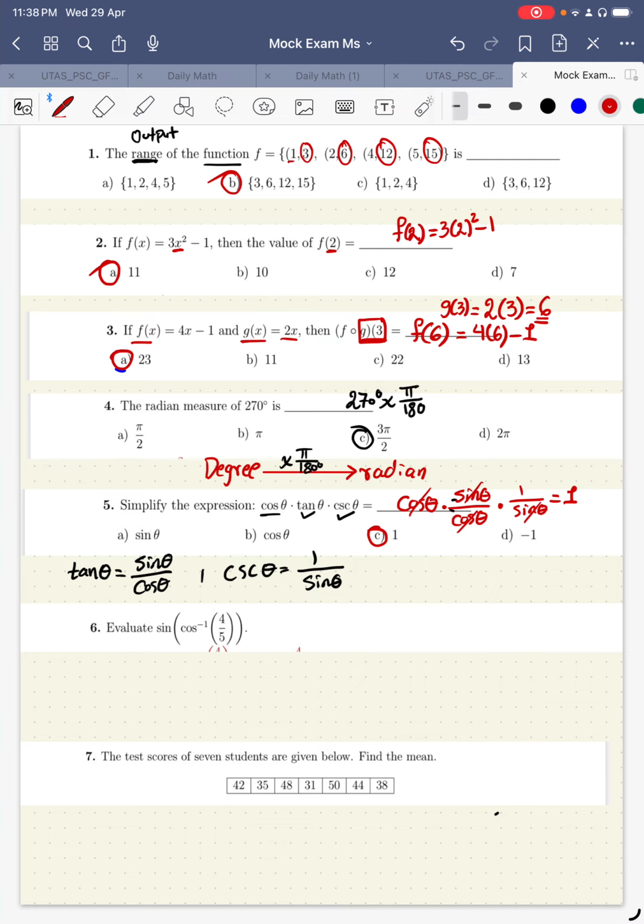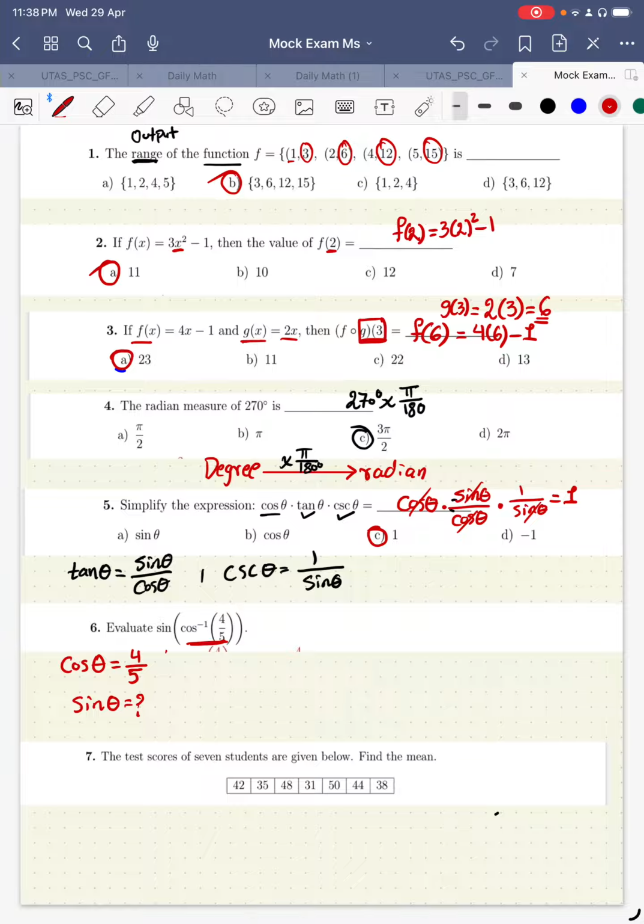Now let's go to question number 6. Evaluate sine of the arc cosine of 4 divided by 5. So remember the inside here, the arc cosine. What does arc cosine mean? It means that there exists an angle such that cosine of that angle equals 4 over 5. So if that's my cosine, can I find sine?